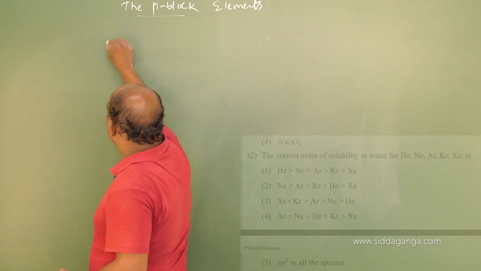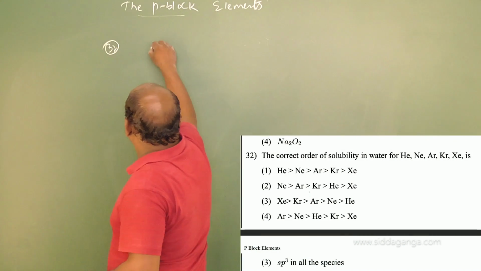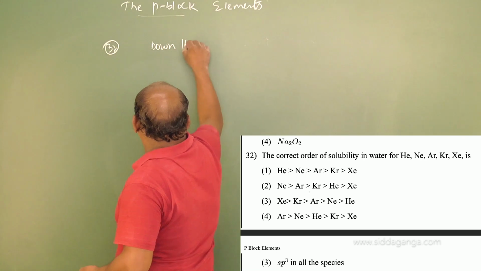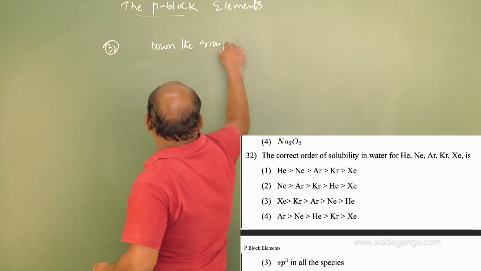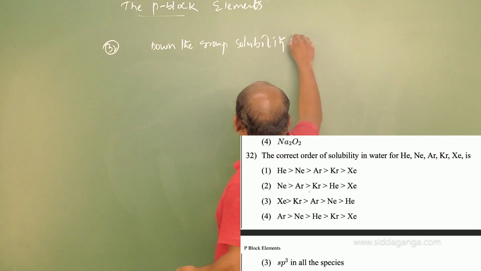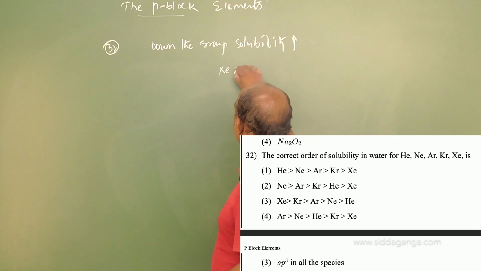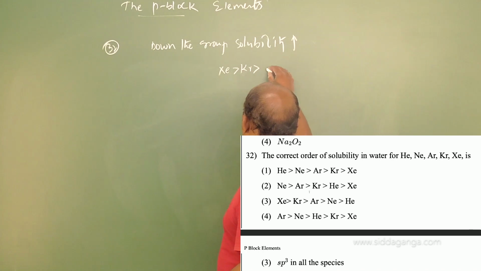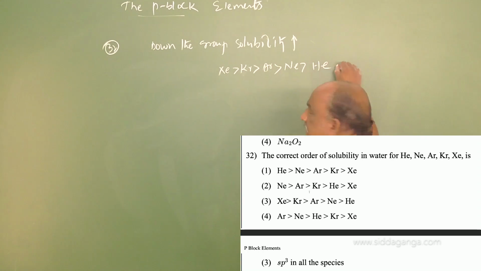So for question number 32, write the reason: down the group solubility increases. So xenon, krypton, argon, neon, helium. This is the right answer for question number 32. Option number 3 is the right answer. After that, next question number 30.